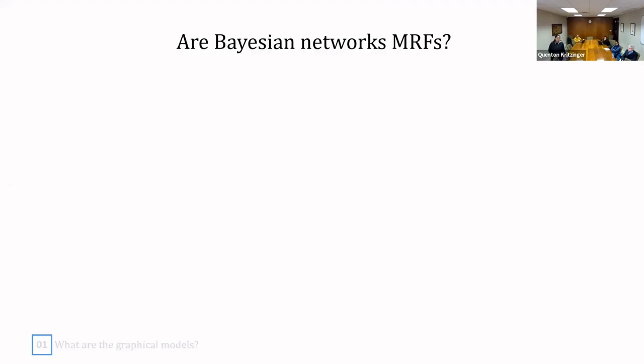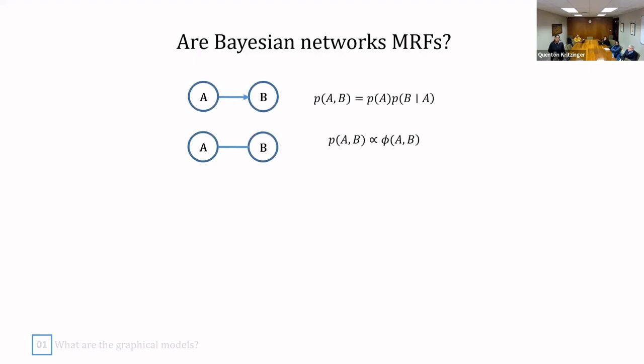An important question is: are Bayesian networks Markov random fields or not? We're going to talk about the relation between these two main classes. To answer this question, we start with a simple example: just two variables and one edge between them. You know that we can factorize the joint distribution for the first graph, the Bayesian network, as follows, and we have just this expression as a potential function between A and B for the second graph. If we define this potential function as the above equation, we can convert Bayesian networks to Markov random fields.